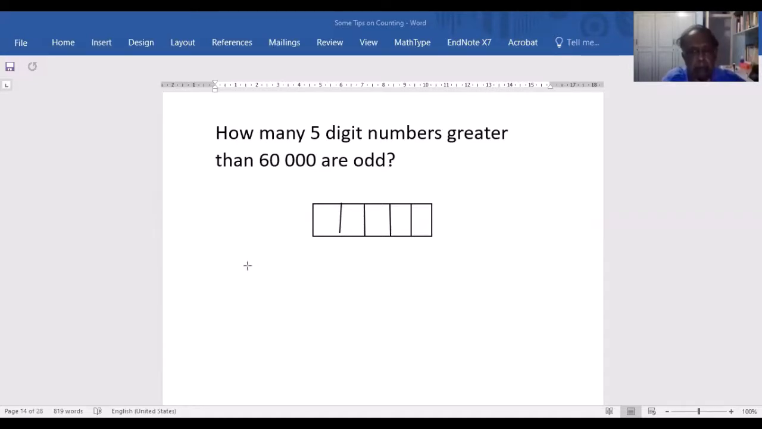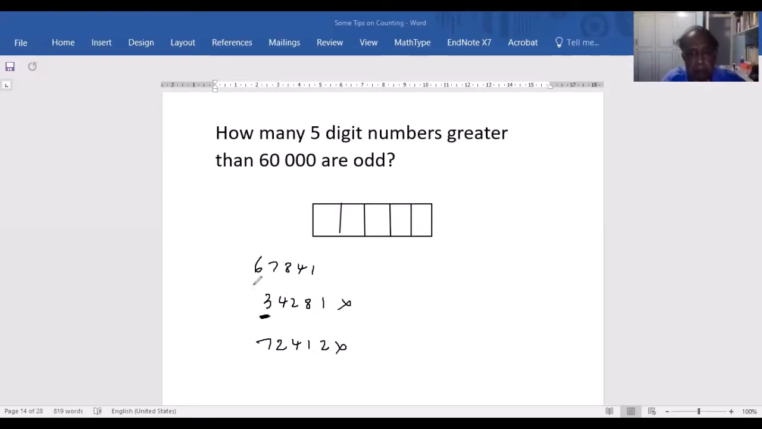Let's look at some of these examples. It must be greater than 60,000, so say 67,841. It must be odd. Now, this is not allowed because this is not greater than 60,000. And likewise, you could have had this, which is greater than 60,000, but it's not odd. So this is not allowed as well.